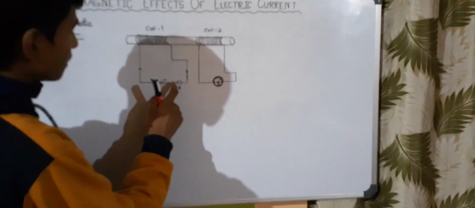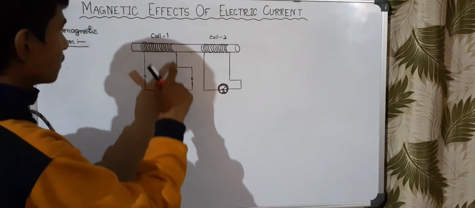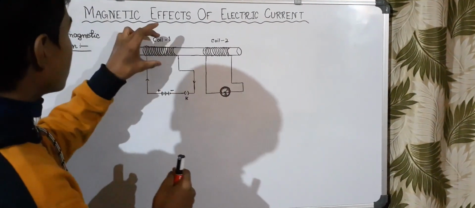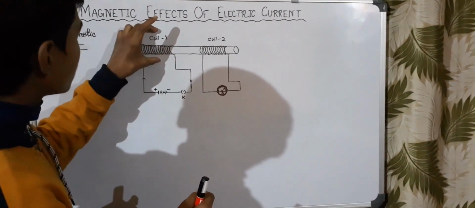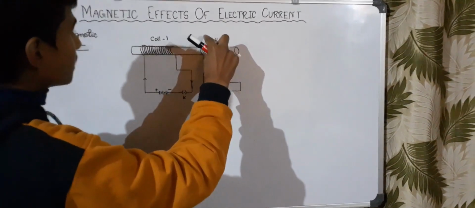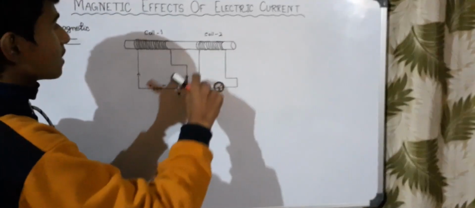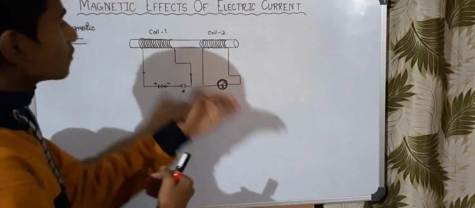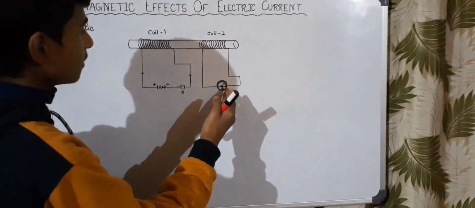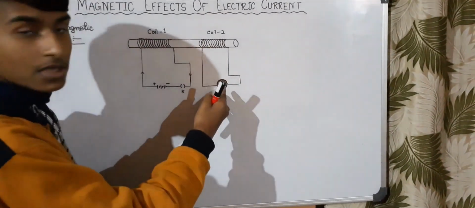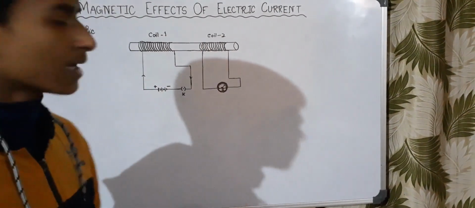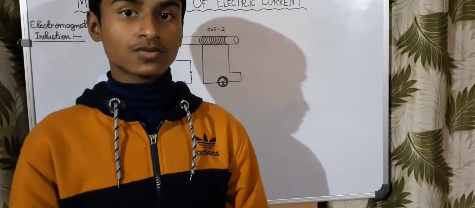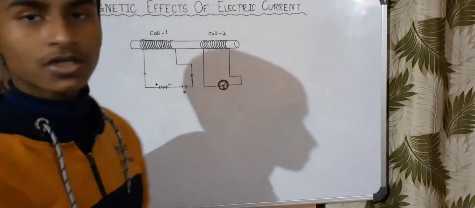When the switch is on, the current flows in this direction, and after the flowing of the current, a magnetic field is produced. Due to the production of the magnetic field, the field around coil 2 changes, and when the magnetic field around coil 2 changes, it induces a current, and the current can be detected by this meter, which is called a galvanometer. Actually, a galvanometer is a device which is used to detect the presence of current, and it can also denote the direction of the current.